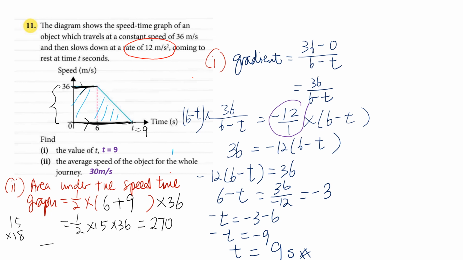So average speed will be total distance, which is 270, over total time taken, which is 9 seconds. So 270 divided by 9 will give you 30 meters per second. Alright, so that's how you do question 11.